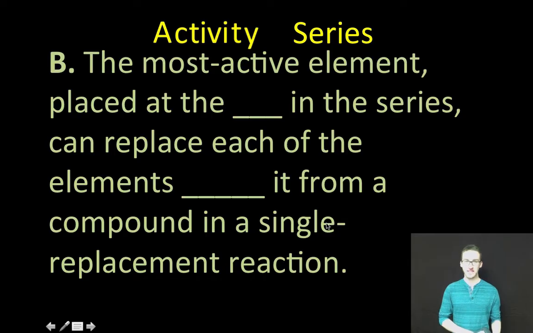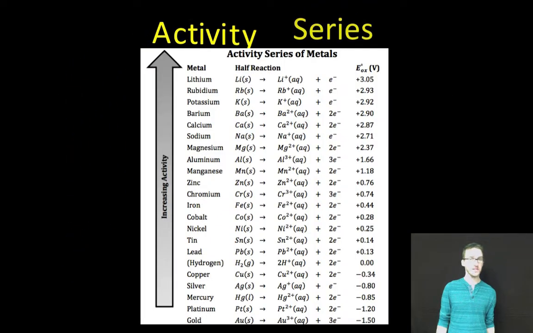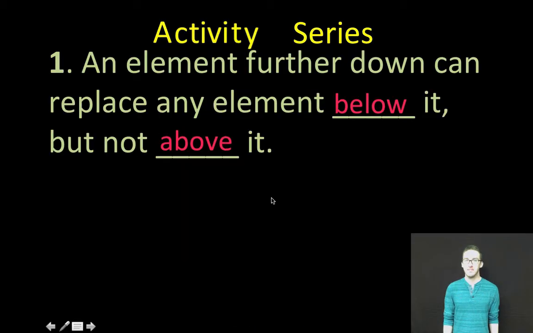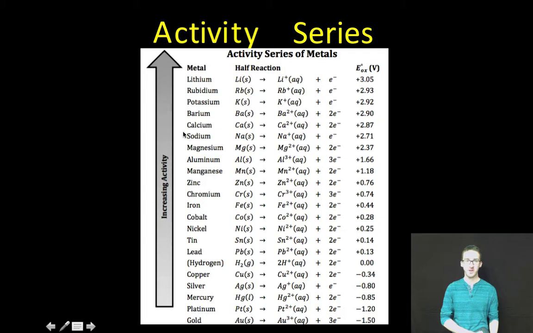Couple things to know about these activity series. Recognize the most active element is placed at the top of the series, and that element can replace each of the elements below it in a compound in a single replacement reaction. So, as you take a look at the activity series for metals, lithium is the most active, most reactive metal, and it can replace any of those other elements in a compound. Now, if you're not working with that element that's at the top, any element that's further down the list can replace any element below it in a compound, but not above it. So if we were, for example, talking about calcium, it could replace any of these elements in a compound, but not any of these.